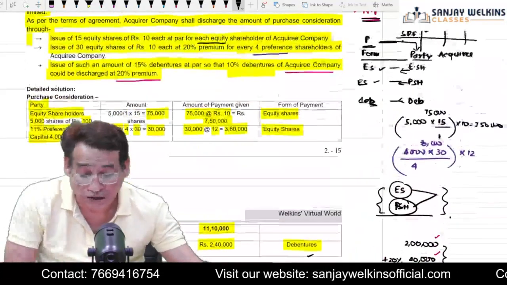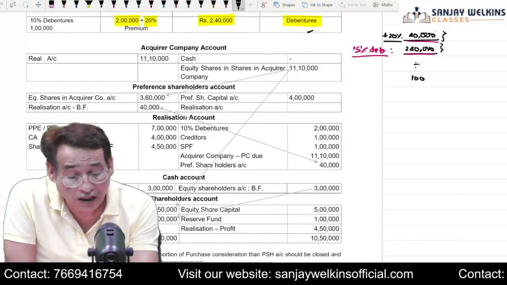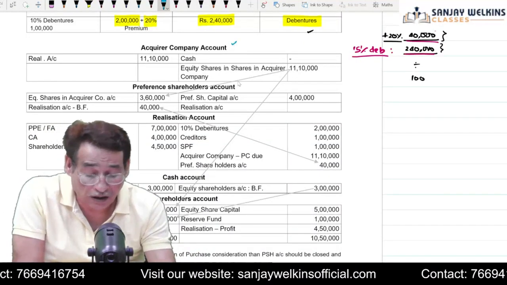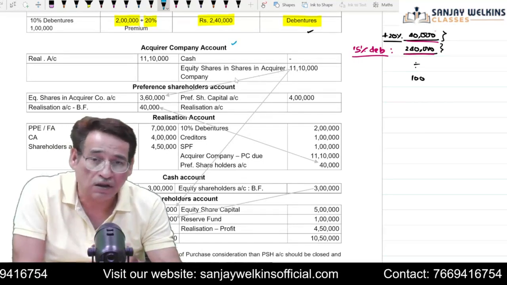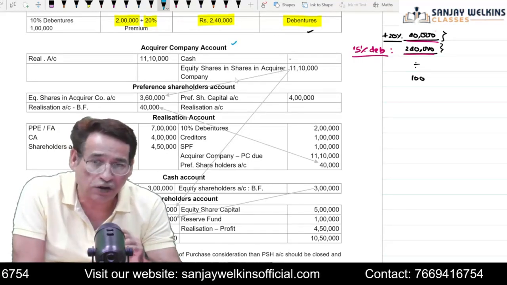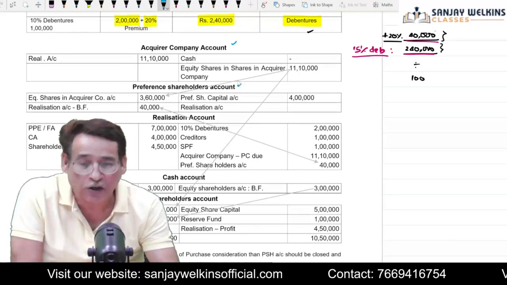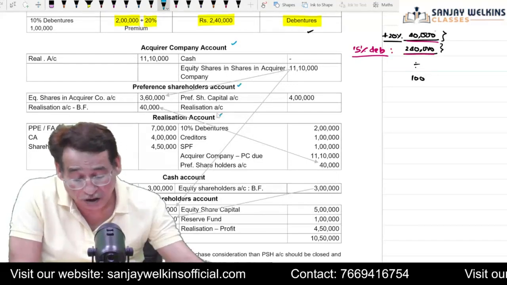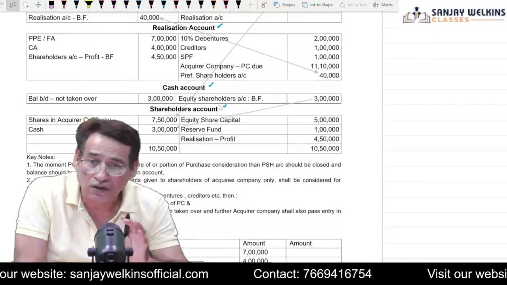I will just explain the whole concept now. By now you are well aware that we have to prepare all these accounts. Number one, acquirer company account. Now, because in this question there are preference shareholders, if there are preference shares of the vendor company also, then it is better to prepare their account at second number. Then the realization account, then the cash account, and then the shareholders account. Is it clear to you?